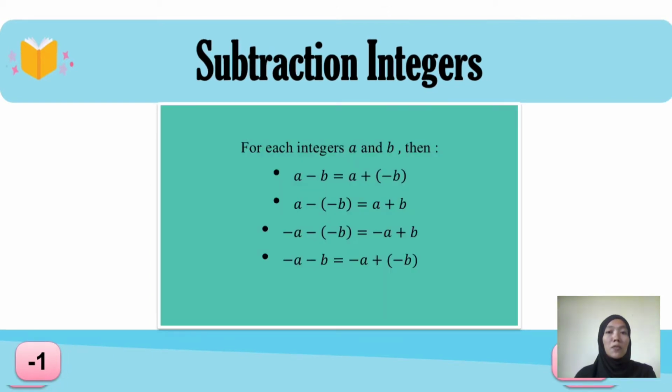Next, on subtraction of integers, for each integer a and b, a minus b is equal to a plus open bracket minus b close bracket. A minus open bracket minus b close bracket is equal to a plus b. Minus a minus open bracket minus b close bracket is equal to minus a plus b. Minus a minus b is equal to minus a plus open bracket minus b close bracket.